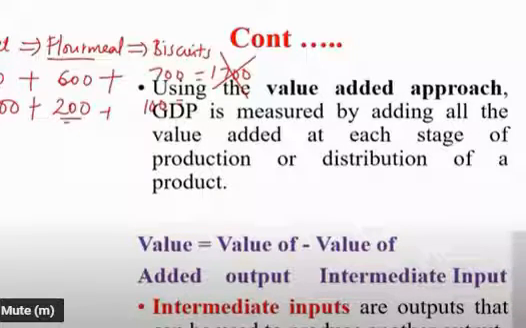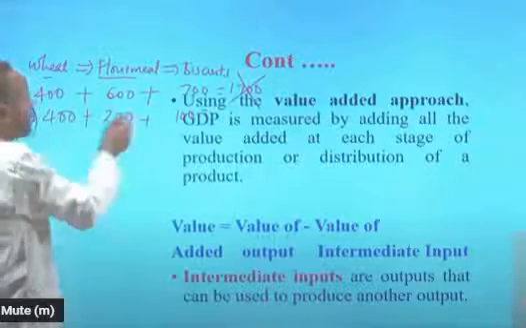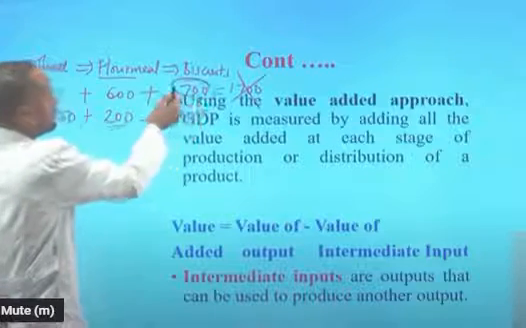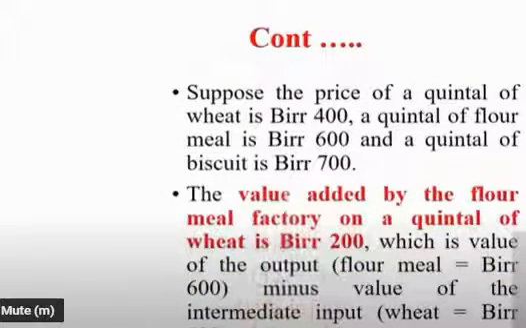So we have to take the value added by each stage of production, which is birr 700, or we have to take the final value of the output, the final value of the biscuit, which is birr 700, in measuring GDP. This is the example that I gave you.